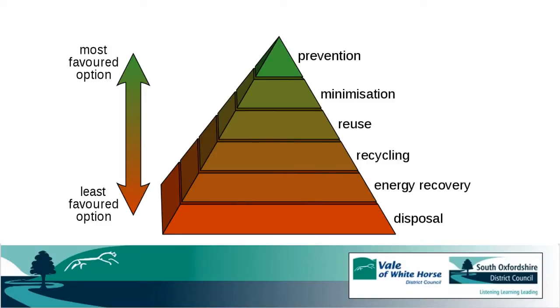In South Oxfordshire and Vale of Whitehorse, we actually only send about 5% of our waste to landfill. If you go up another step, we've got energy recovery, and this is disposing of waste in a way that we get energy from it. The most common method that we think of is incineration, and that's what we do with our general waste, our refuse, the contents of your grey bin. Obviously it's better than landfill, but it's still not the most favoured way of getting rid of waste.